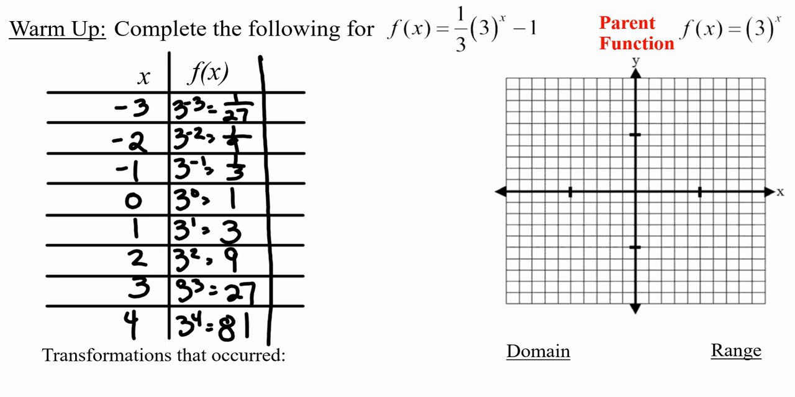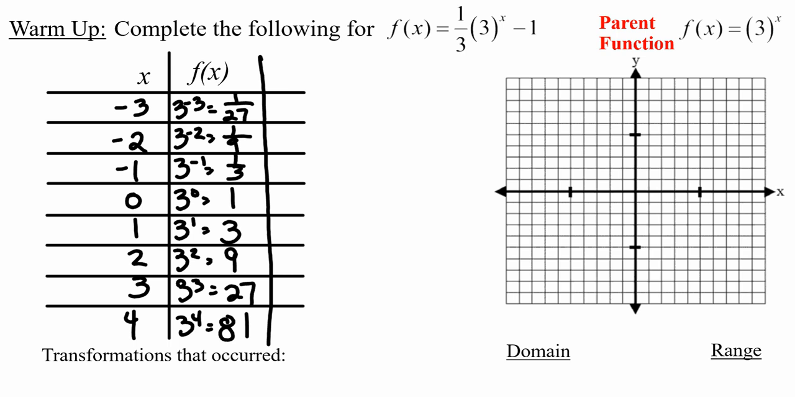That multiplier of 1/3 is a vertical shrink because it's less than 1 but greater than 0. So that's going to impact our output. So we're 1/3 as fast as we were before. The -1 is a vertical shift down 1 unit. So again, that's going to impact our outputs, moving everything down 1. So we'll have to take 1 away from the outputs.